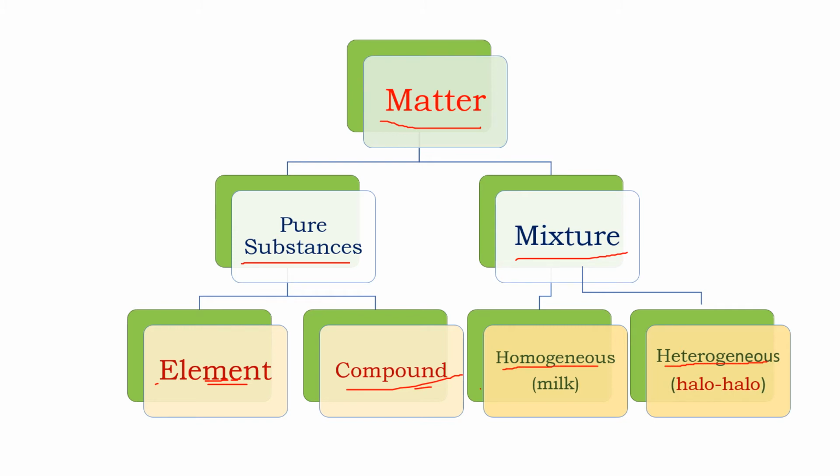So example po ng homogeneous mixture po is milk. So uniform po throughout. Si heterogeneous po ay example po is halo-halo, hindi uniform. Kasi makikita natin yung mga ingredients. Lahat ng ingredients ay makikita natin. While si milk, hindi po natin makikita yung mga ingredients na nilagay. Ang makikita lang po natin ay liquid.